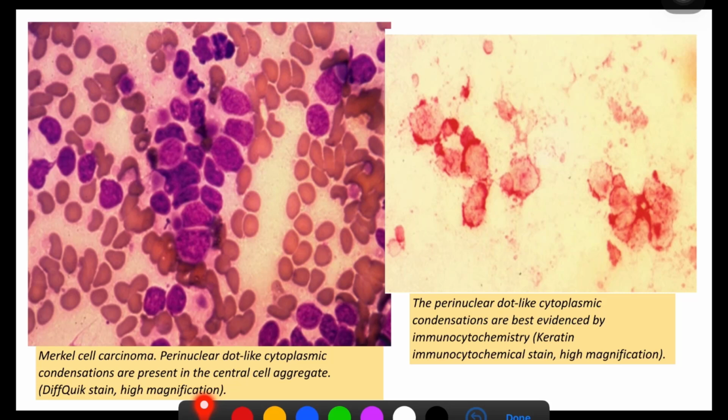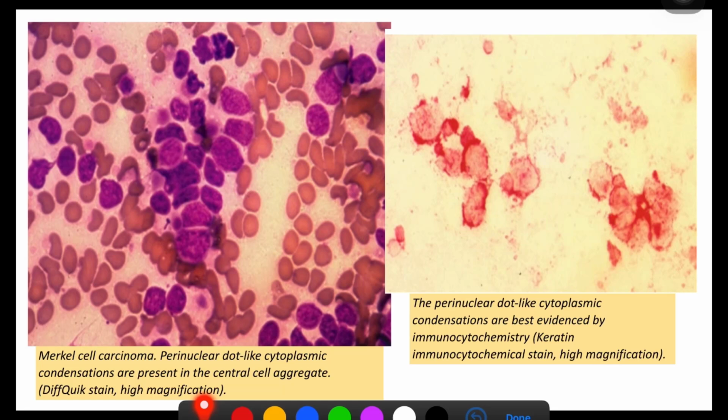So here, in this smear, some of the cells show perinuclear dot-like cytoplasmic condensation, with aggregates of this chromatin material. And if we perform keratin IHC, then you can identify this dark colored peripheral condensation visible with this IHC marker. So this is the peripheral condensation.